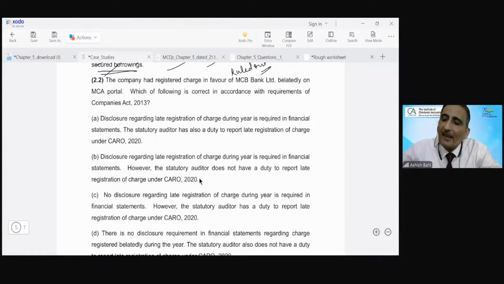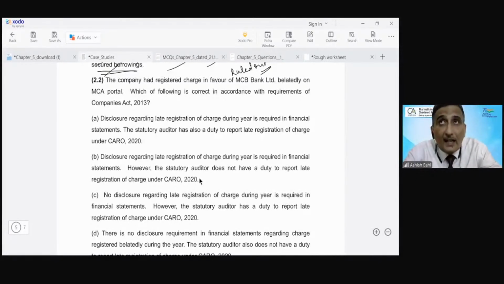So when the company took a term loan from the bank, it filed the charge form on MCA portal, but the charge form was filed late. Only this much is given. So understand that in CARO 2020, when you read the Companies (Auditor's Report) Order, there is no requirement of reporting late registration of charge under CARO 2020.